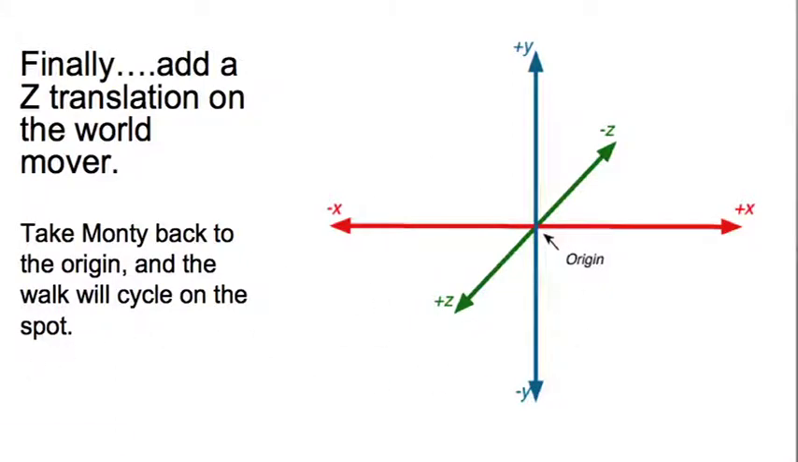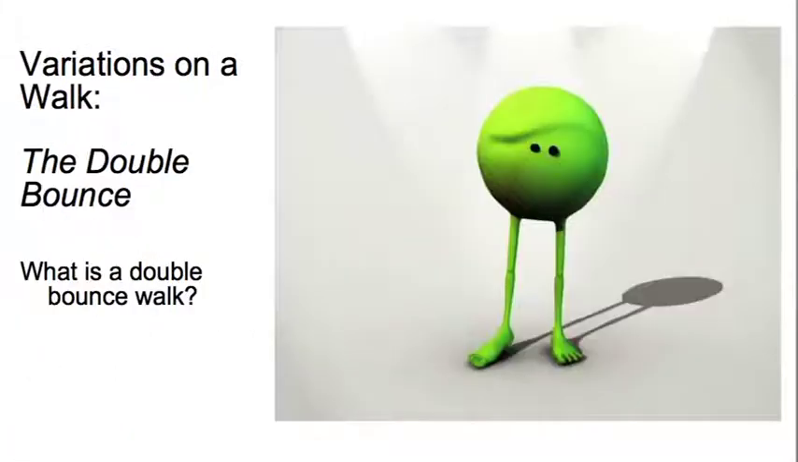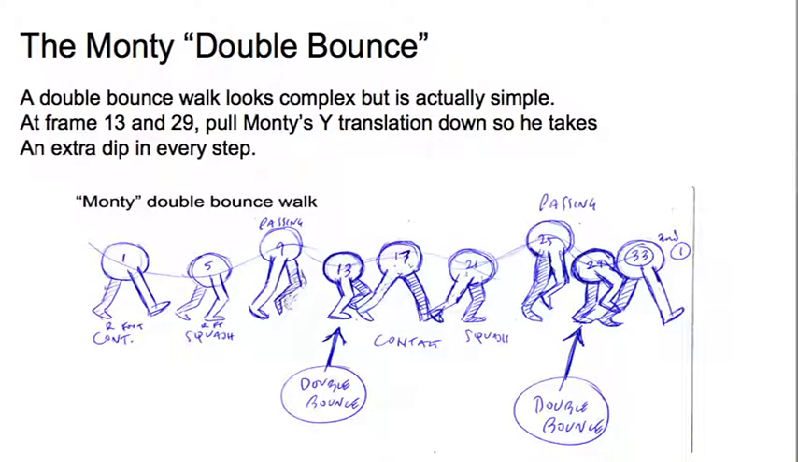Then we can do some variations on the walk. If you've got time, go ahead and take a crack at the double bounce walk. Here's the formula for the double bounce. It's an old one. If you Google double bounce walk, you'll find it. You'll have seen it in a million Hollywood movies.